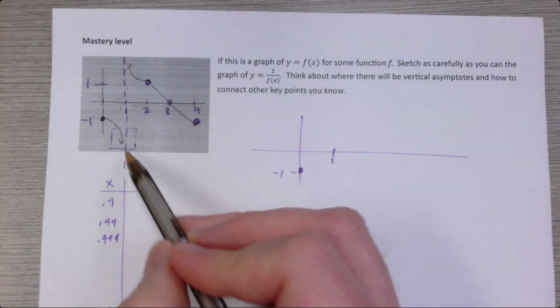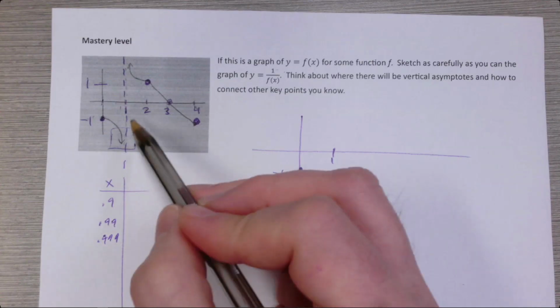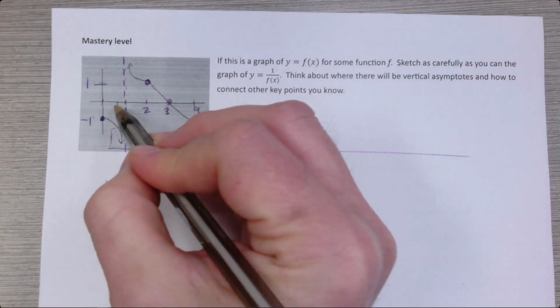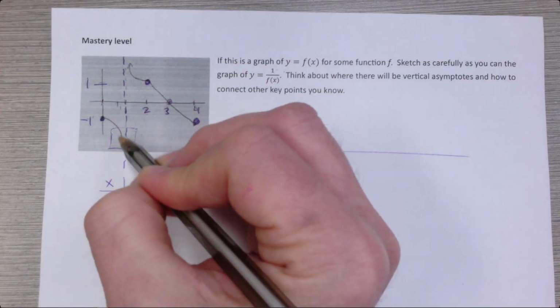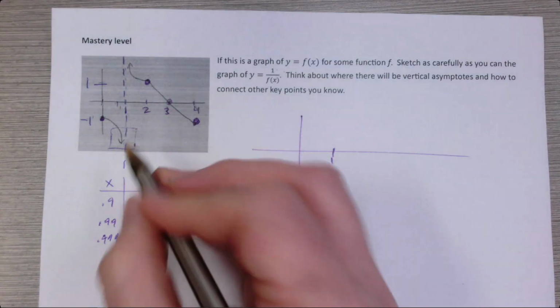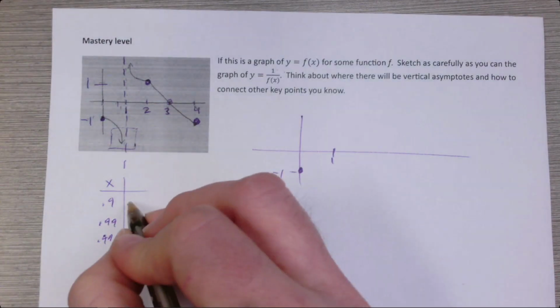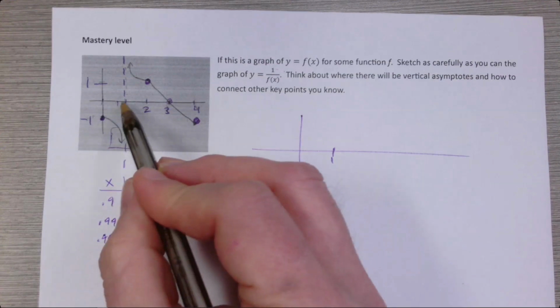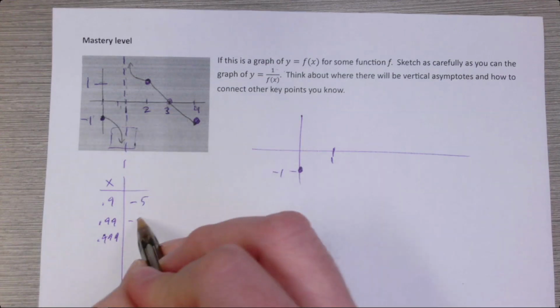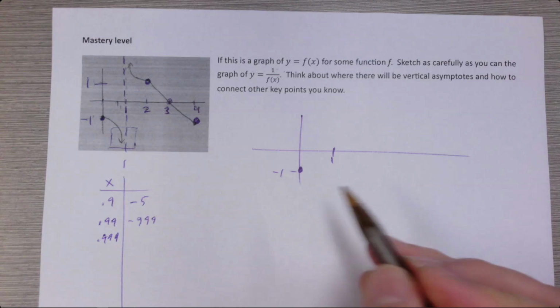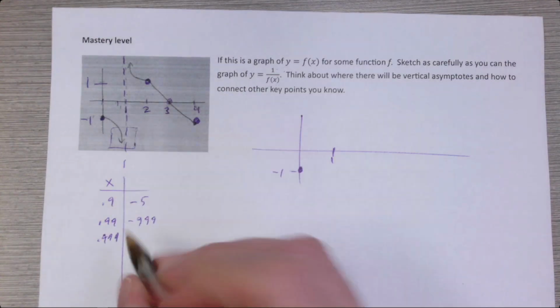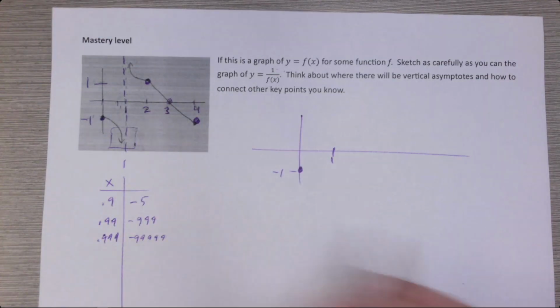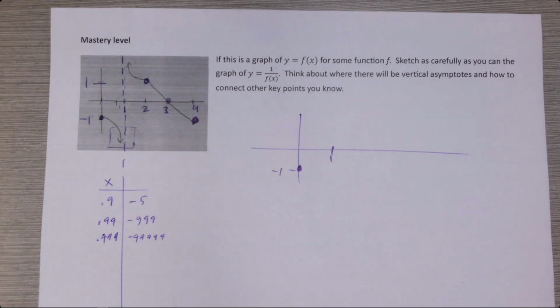So we don't have exact y values here. But what I can see is that as the x values get closer to 1, the y values are going towards negative infinity. So we might imagine at 0.9, maybe we've got, I don't know, negative 5. And then at 0.99, it's quite a bit more negative, maybe negative 999. And then even closer to 1, maybe it's even more negative, something like this.